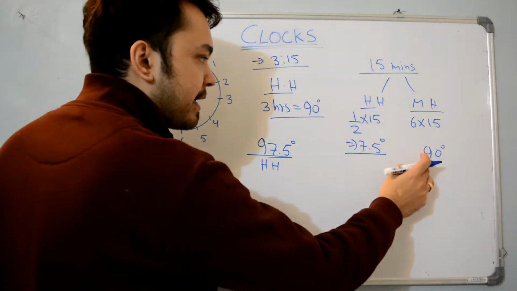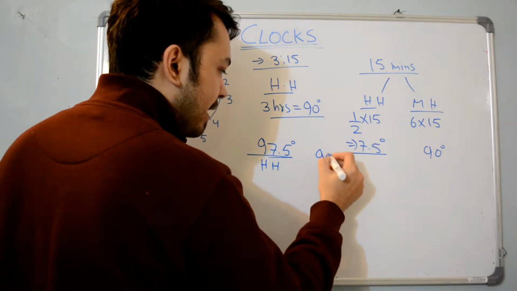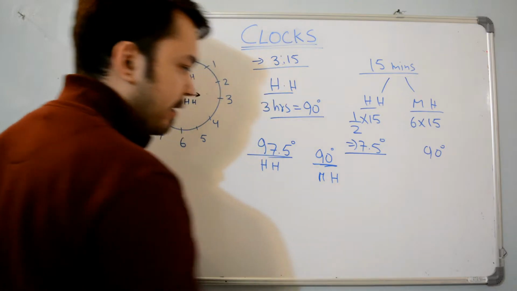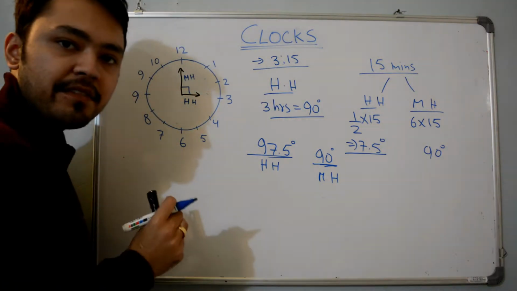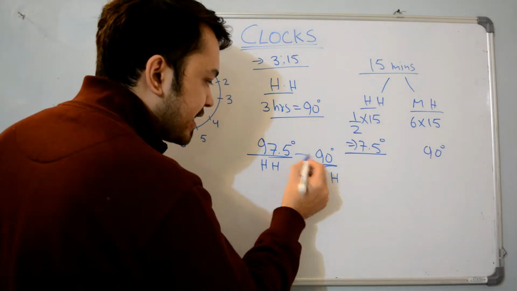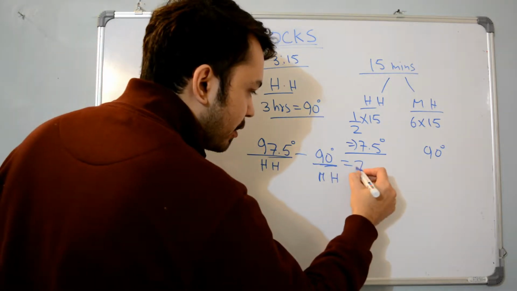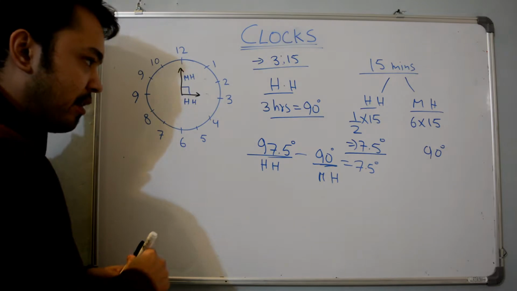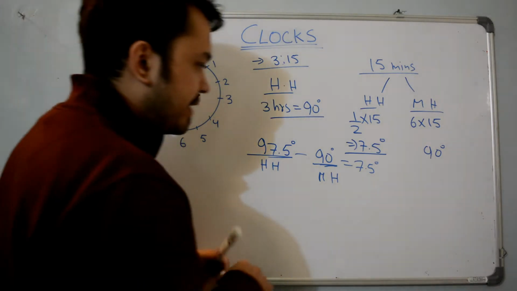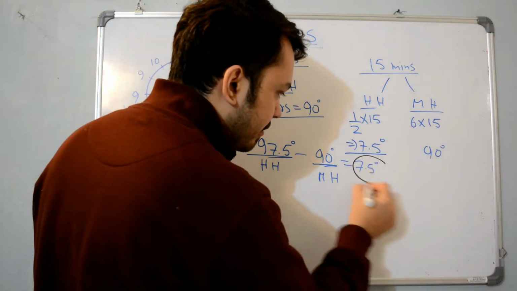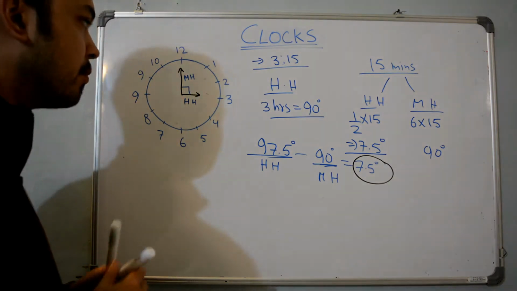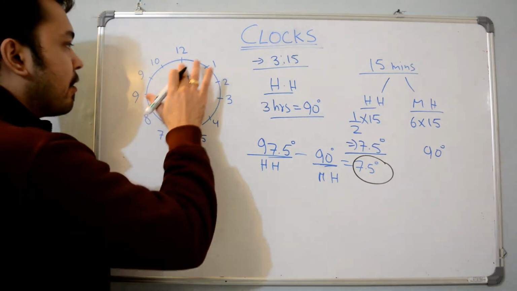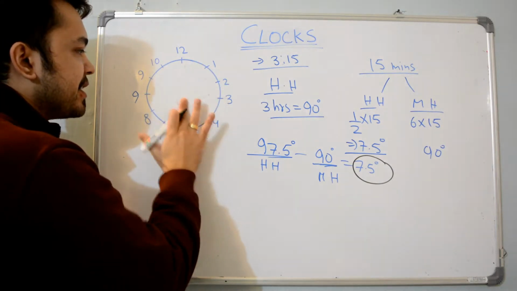And how much by the minute hand alone? It has moved an angle of 90 degrees, right? The minute hand. And how much is the angle between them? That is simply 97.5 minus 90 is equal to 7.5 degrees, right? I hope you all understood it. See, we are using a very simple concept, right? Only you have to keep your presence of mind. So at 3:15, our clock will be looking something like this.